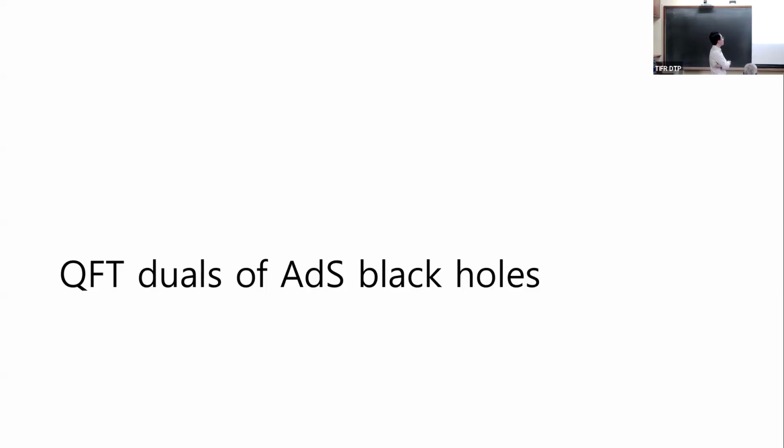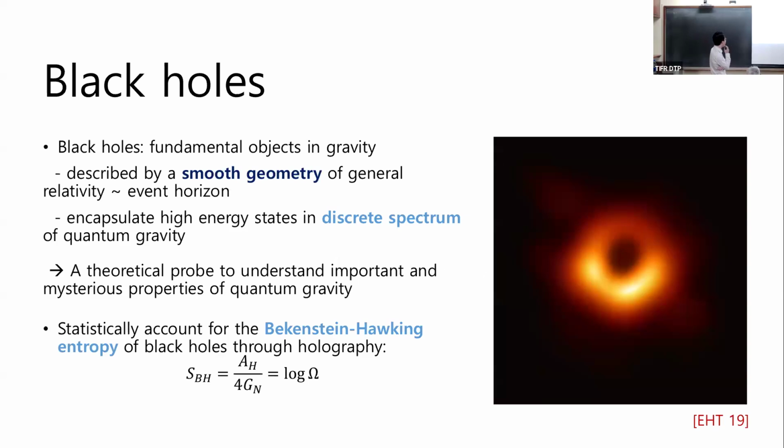Okay, given that, let us go to the main part of today's talk. I'm going to talk about QFT duals of AdS black holes. As you know, black holes are fundamental objects in gravity described by smooth geometry with an event horizon, but it has been known that they encapsulate high energy states in the discrete spectrum of quantum gravity. So today's goal is to statistically account for the Bekenstein-Hawking entropy of black holes through holography.